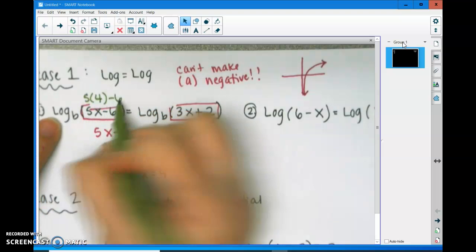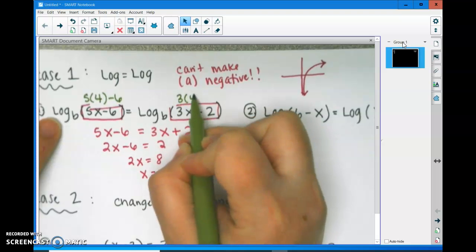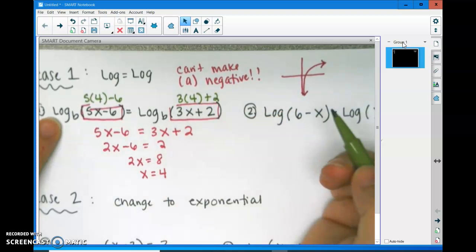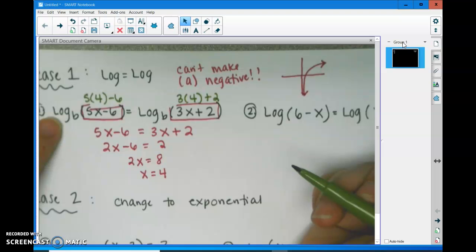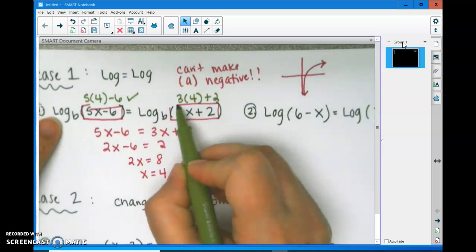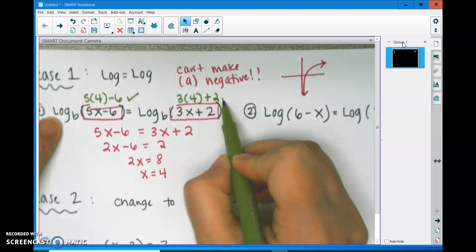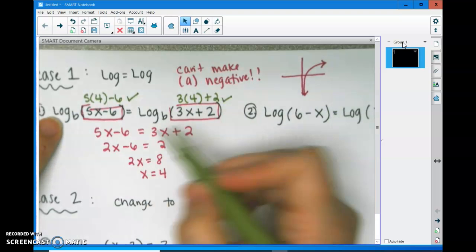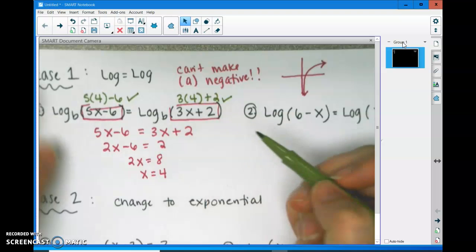So 5 times 4 minus 6, and 3 times 4 plus 2, I have to make sure that those are both going to be positive numbers. And so 20 minus 6 is 14. 12 plus 2 is 14. It's also a good idea to check and make sure they are the same. So that works out.